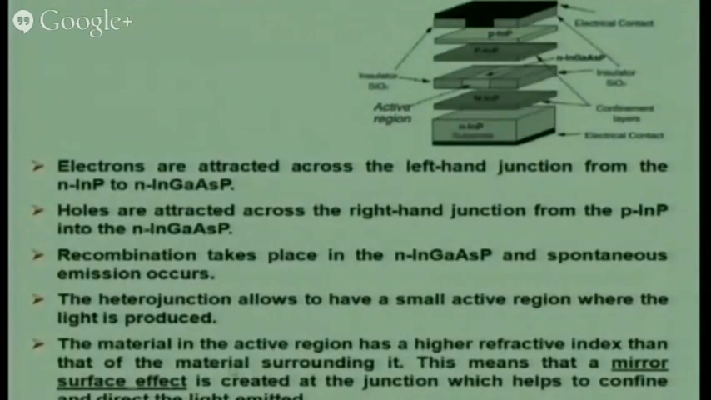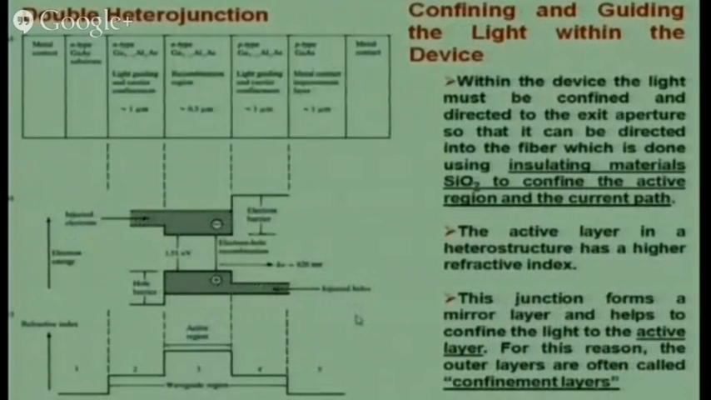So the material in the active region has a higher refractive index than that of the material surrounding it. This means that a mirrored surface effect is created at the junction, which helps to confine and direct the light output, right? So this is the double heterojunction, wherein a number of materials have been used to confine the light.